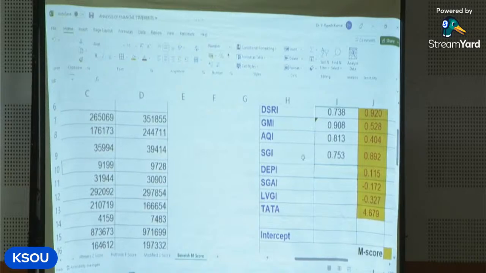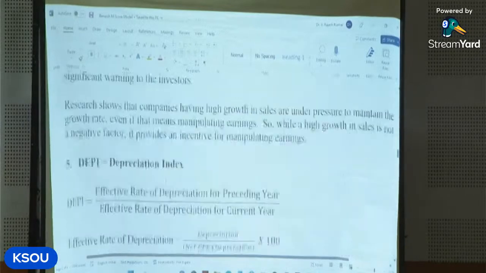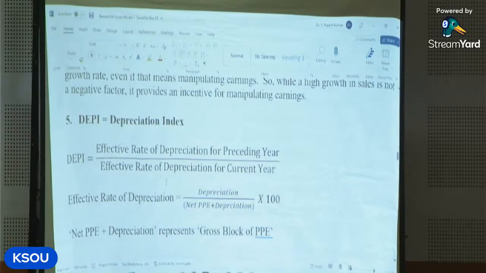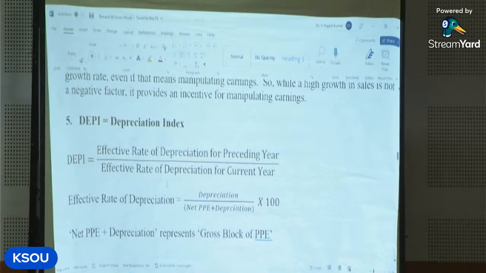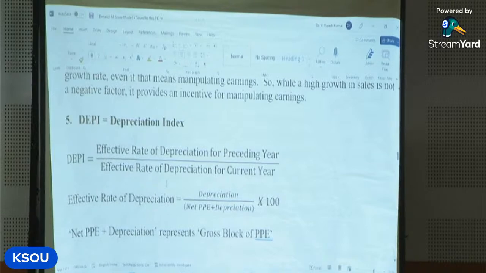As you can see, there's a decline in this company as far as sales growth is concerned. Then depreciation index. By now we know what is depreciation. Sir, what is depreciation? Profits kept aside for replacement of existing fixed assets by the end of its useful life.